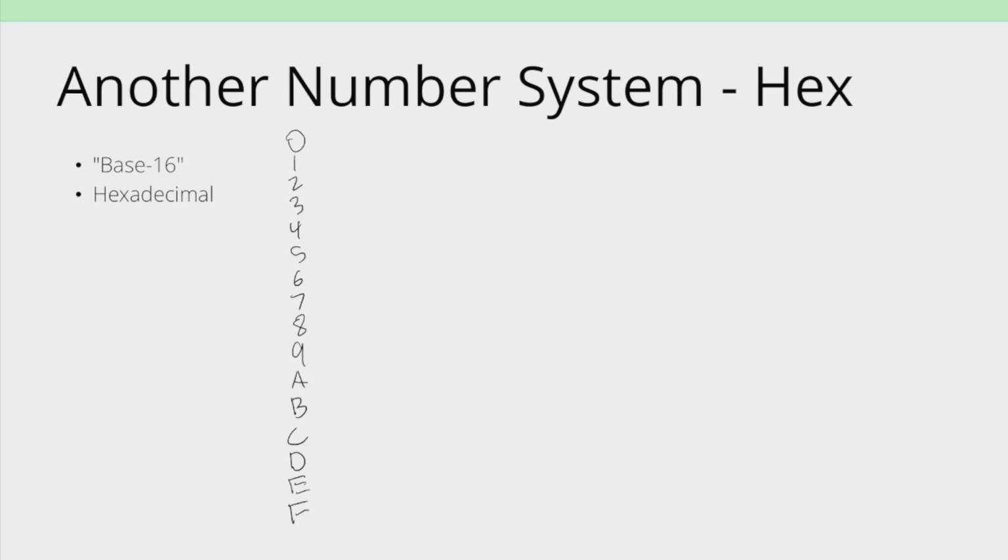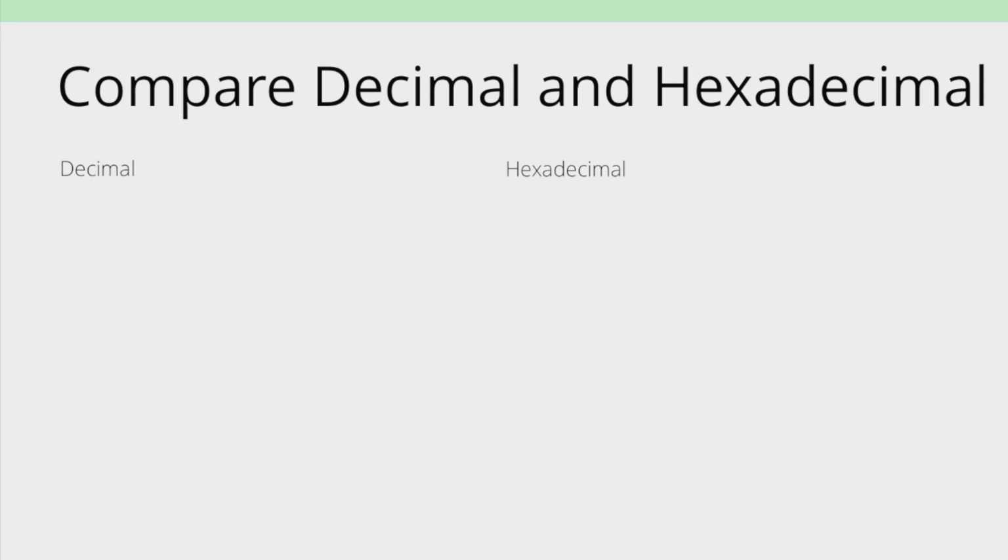So let's go ahead and see how decimal and hexadecimal compare. Decimal, we have 0, 1, 2, 3, 4, 5, 6, 7, 8, 9, for a total of 10 symbols. Hexadecimal, we have 0, 1, 2, 3, 4, 5, 6, 7, 8, 9, 10, 11, 12, 13, and I'm going to move over to the right, 14, 15, for a total of 16 different symbols. Okay.